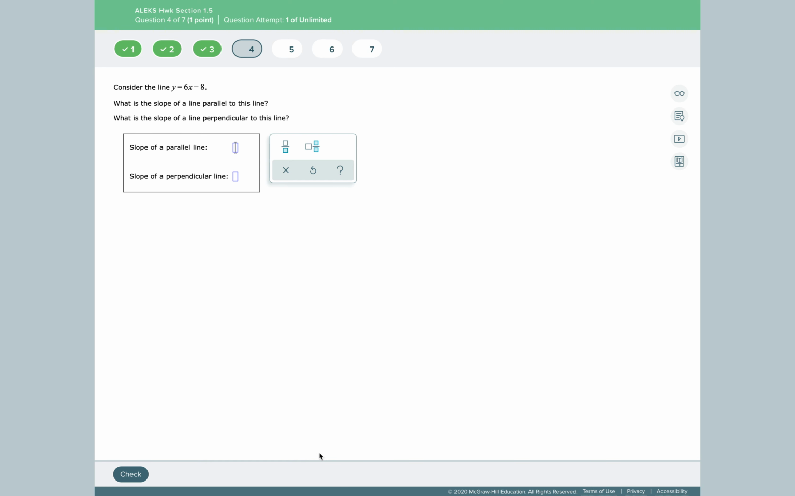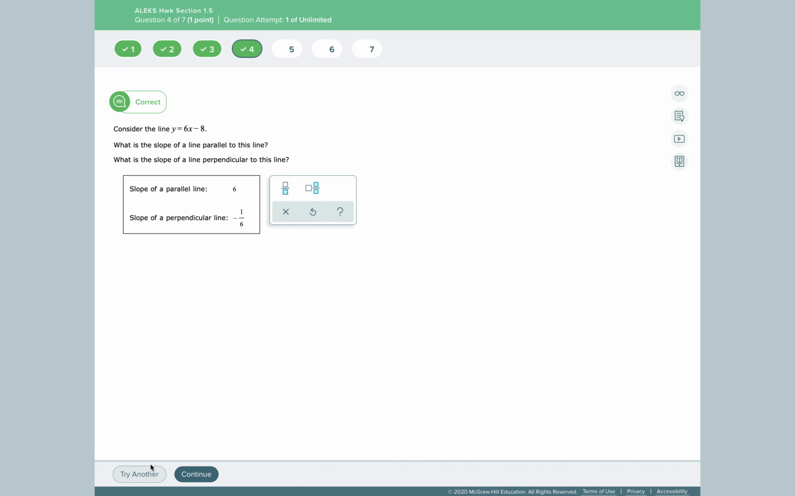For this problem, we have an equation presented in slope-intercept form, and it's asking what the slope of a line parallel to this line is. For this given line, the slope is the coefficient of x, since the equation is already in slope-intercept form. So the slope is 6, and parallel lines have the same slope, so that will be 6. For the slope of a perpendicular line, you're looking at the opposite sign reciprocal of 6. So the slope of the perpendicular is -1/6. Checking, the result is correct.